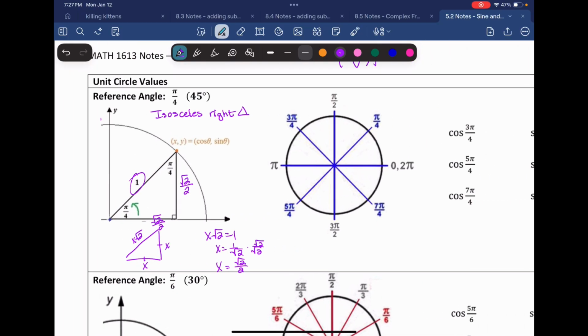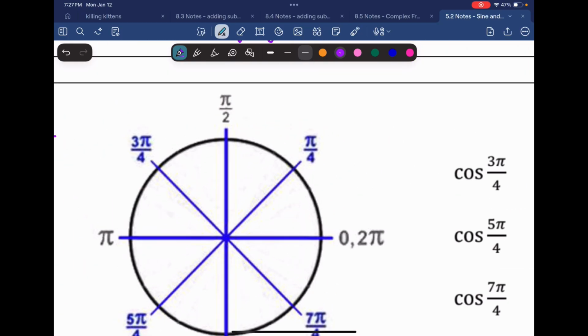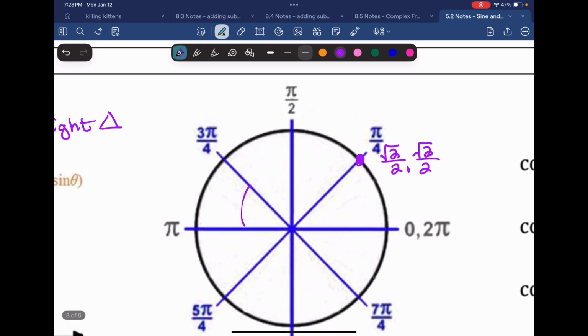Okay, so that's quadrant 1. So quadrant 1, root 2 over 2, root 2 over 2. Okay, we've already talked about it. In quadrant 1, x and y are both positive. In quadrant 2, so same angle, this is still a pi over 4 angle, but my signs have changed. My x is now negative, but the values haven't. X is negative, y is positive.